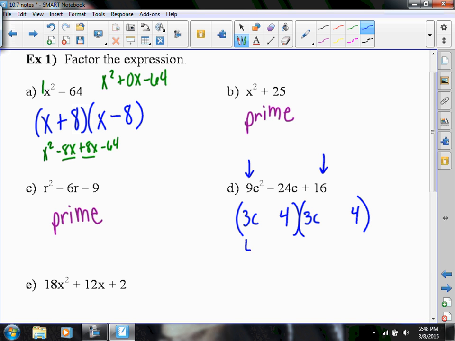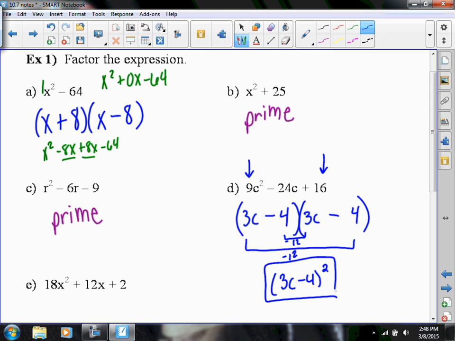And then if you check your outers, you'll get 12, and your inners will also get you 12. And 12 and 12 will get you to a -24 if you make both of them negative. So you have minus and minus. Now, when your parentheses match, when they're exactly the same, we have to go one step further and rewrite this as 3c minus 4 squared.